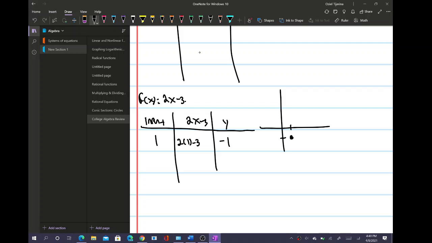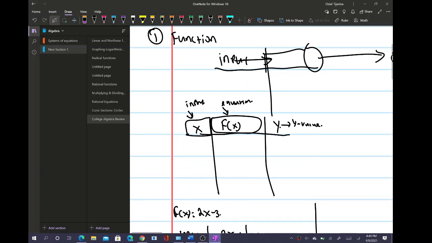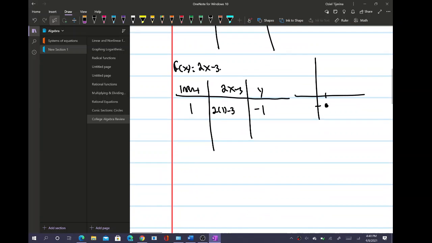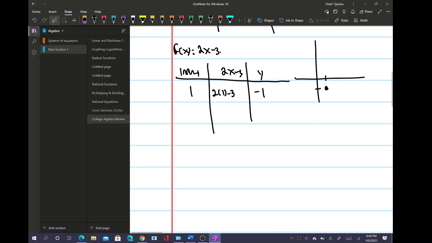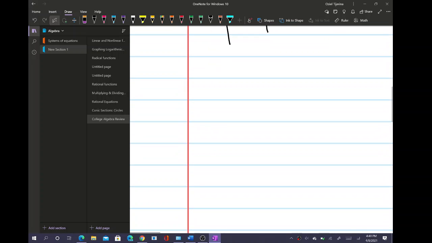That's the meaning of a function. It means that you put a value in, an x value in, any value. It can be 0, 1, 2, 3, 4, 5, 6, 7, 8, 9, anything, and you get something out. That's what a function is. And there are different kinds of functions. Number one is a linear function.